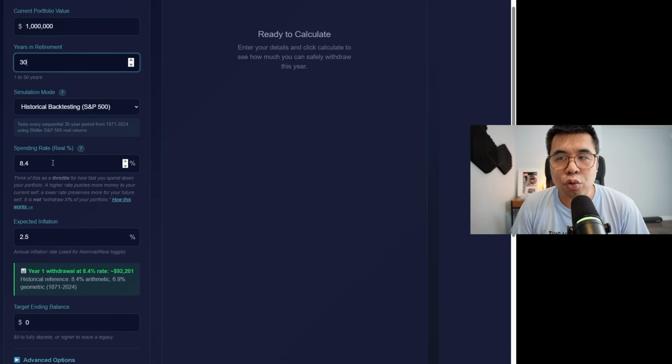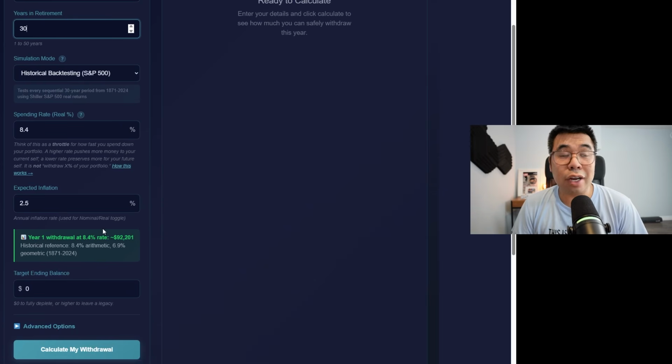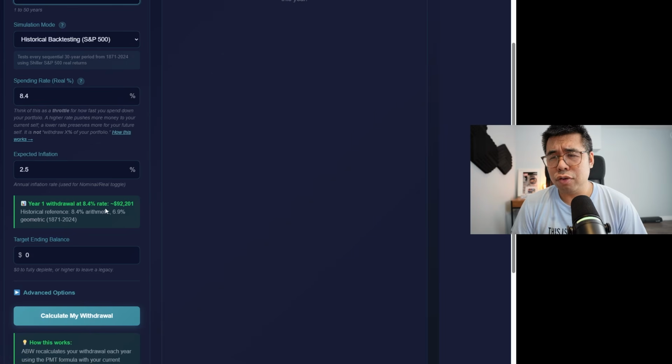Spend rate is how aggressively you want to exhaust your portfolio, is the way I look at it. Expected inflation, I know it's been really high the past few years, but the default is 2.5%, though I recognize that someone might be willing to push it higher, and then target ending balance.